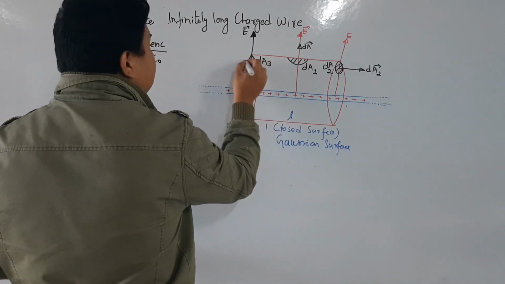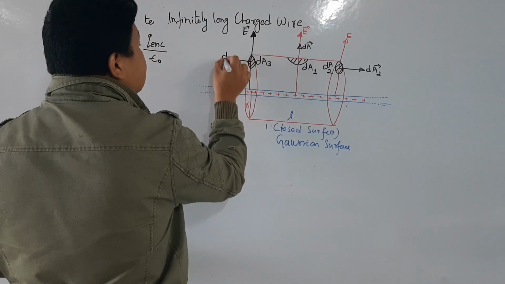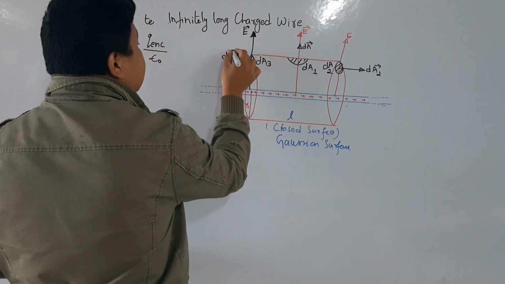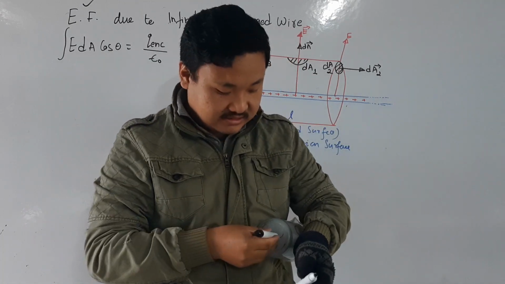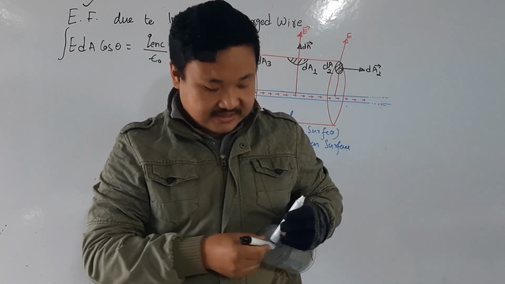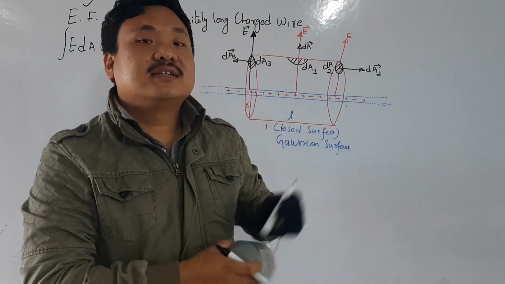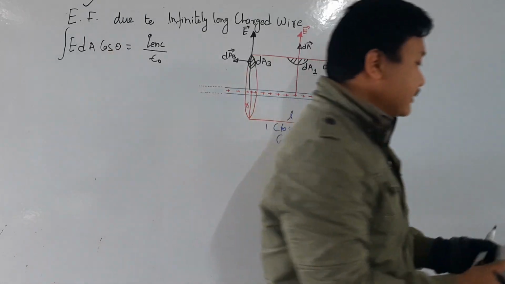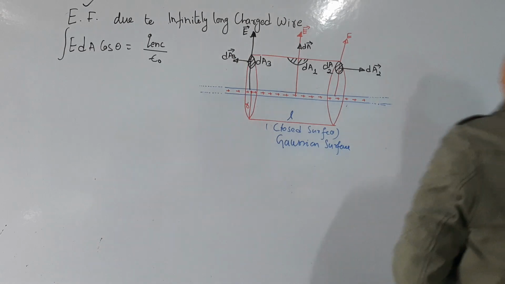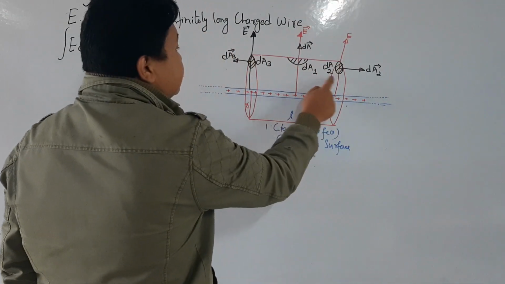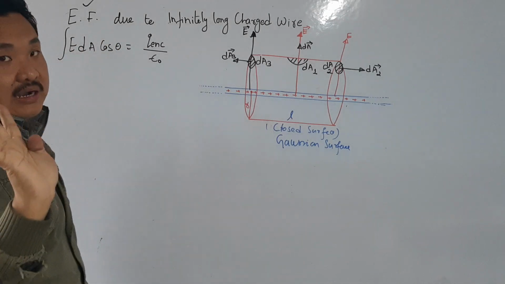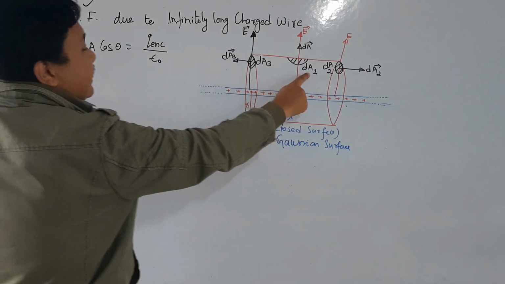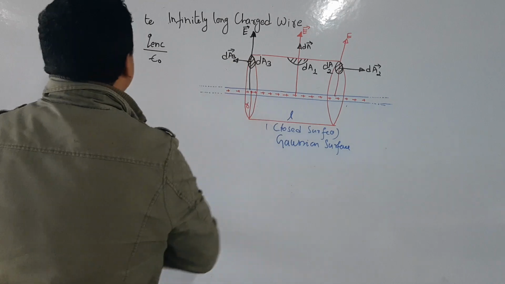So from here this is my dA3 vector, and here this is the area vector, and this is the electric field. Again the angle is 90 degree. Now how many areas are there? 1, 2 and 3. So I will break this area into 3 parts: dA1, dA2 and dA3.